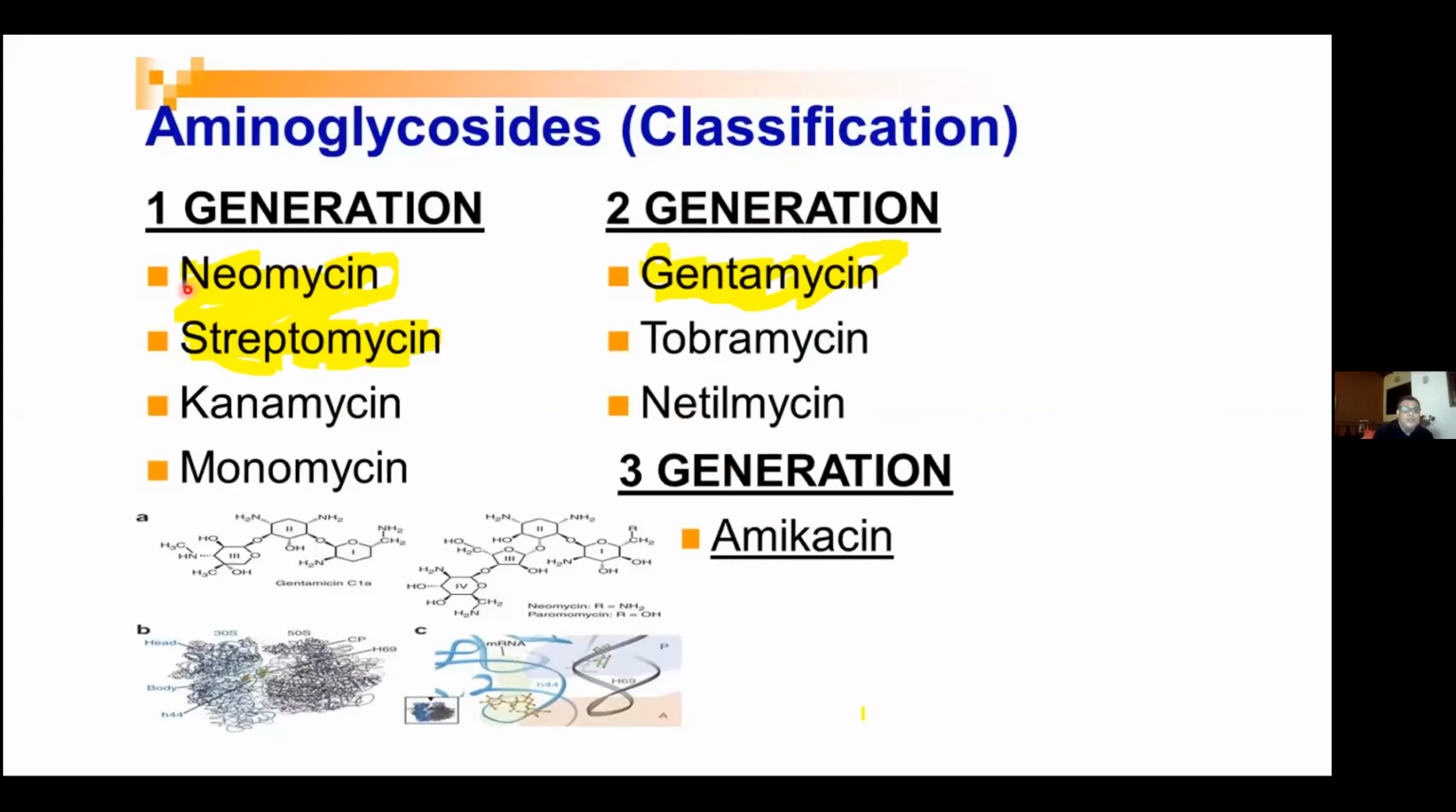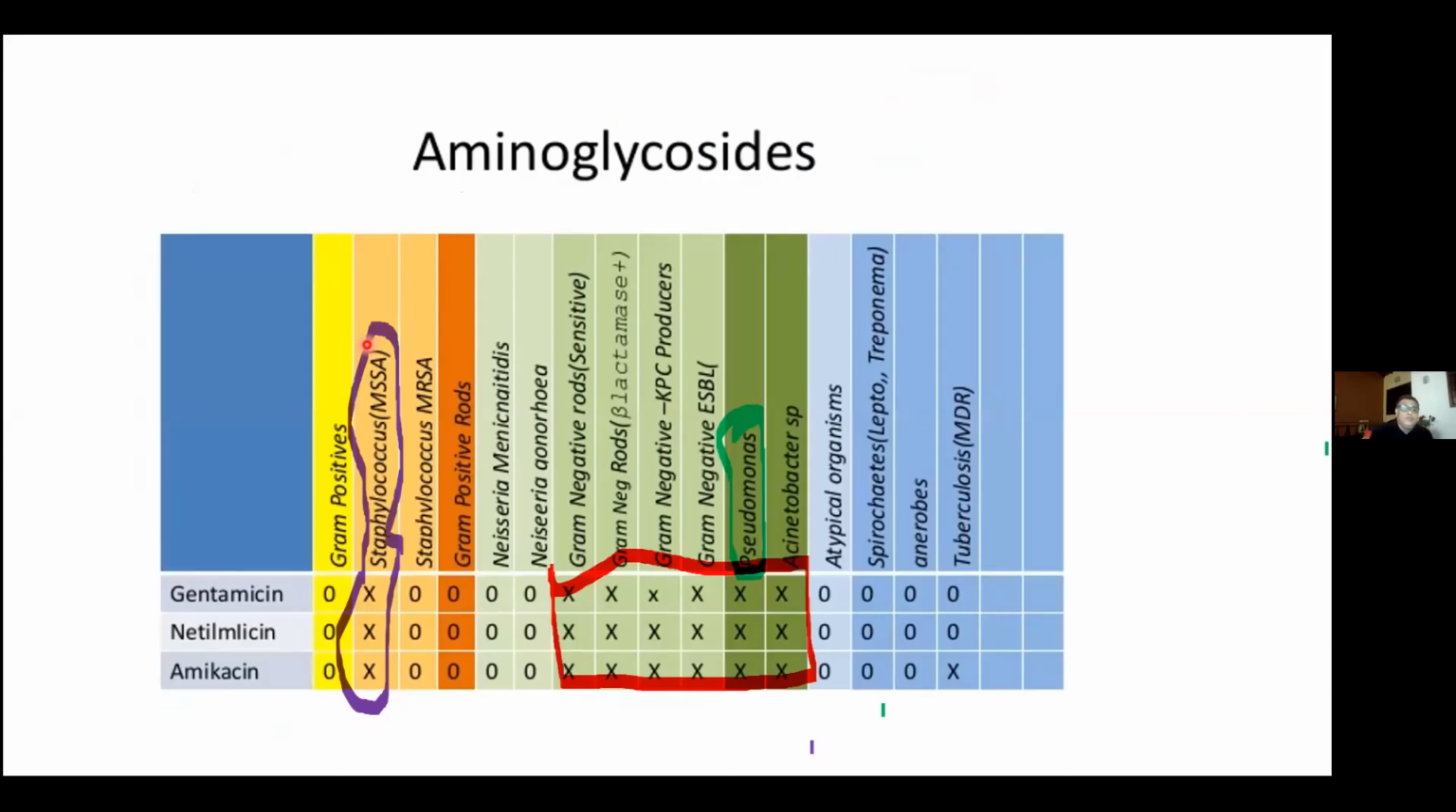Neomycin is not used systemically, as an oral or IV preparation, because of a lot of side effects. Streptomycin is given in certain cases, as I discussed earlier. And gentamicin is the medication which we use in our practice very often. When you take the spectrum of activity, all aminoglycosides are effective against MRSA organisms, which is an added advantage when using aminoglycosides. And they are all basically effective against gram-negative organisms.